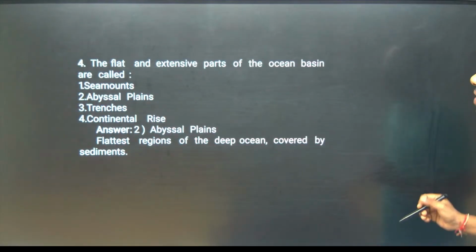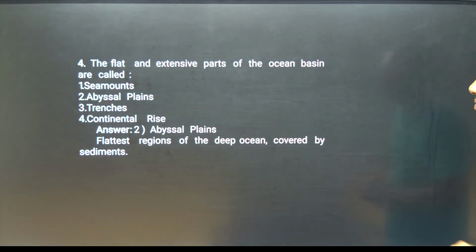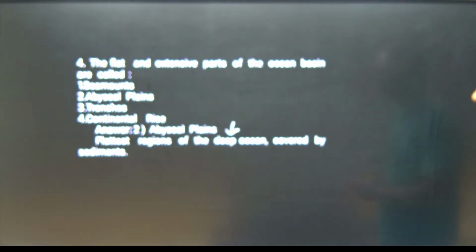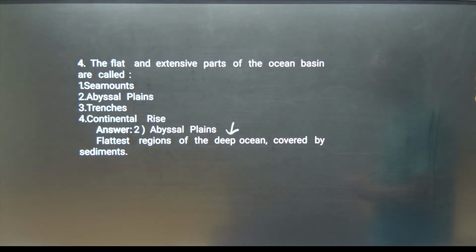And the flat and extensive part of the ocean basin is called, of course, the abyssal plain. It is the flattest region of the deepest ocean, covered by sediments.